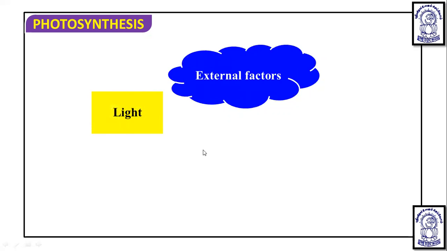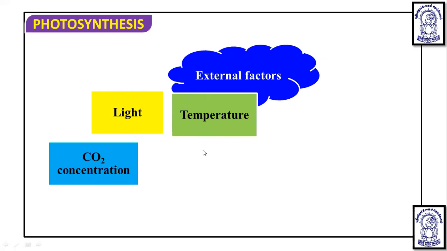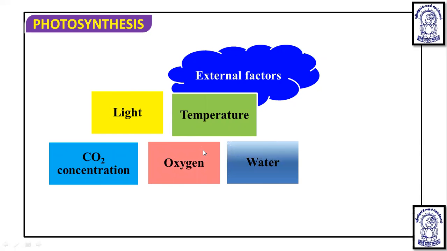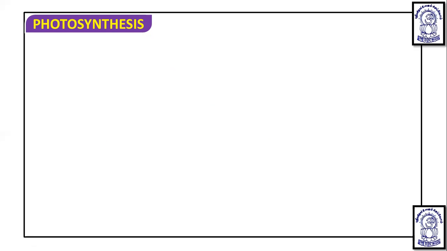External factors are light, temperature, CO2 concentration, oxygen, and water. These are all external factors. So these are the internal and external factors. If we talk first about internal factors or plant factors, dear student, then the first factor is the number of leaves.